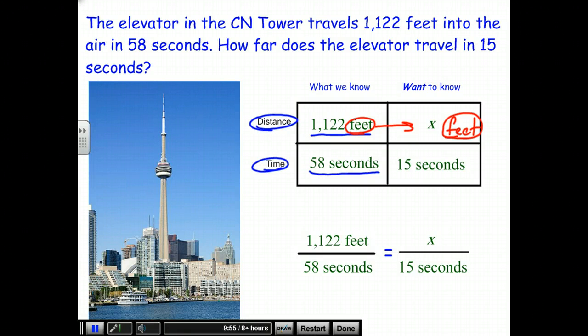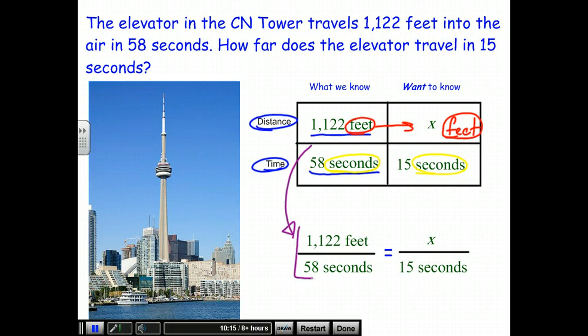And we can see that the denominator values down here also are represented by the same kind of unit, 15 seconds. So now we just simply take this proportion as it is from the box and write it down here as a ratio. 1,122 feet in 58 seconds. Now you can skip the step of the table if you want.